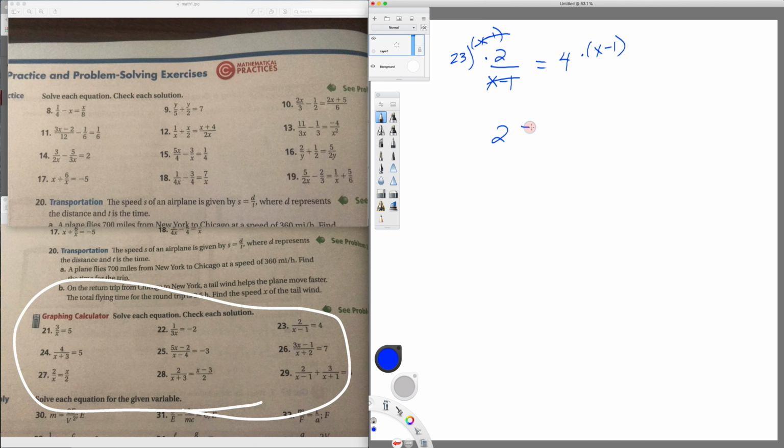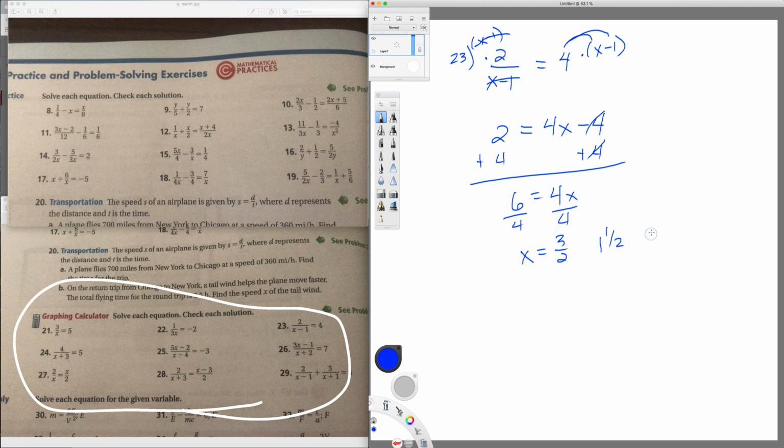So this is going to be 2 is equal, and then I'll have to distribute. So I'm going to get 4x minus 4. And then I have a pretty straightforward equation to solve. I'm going to add 4, and I get 6 is equal to 4x. When I divide by 4, I get x is equal to 3 over 2, or as a decimal, 1.5, whichever format you'd like that in is fine. So that wasn't so terrible. So let's do 24.